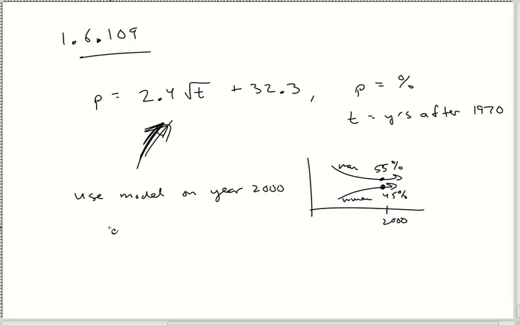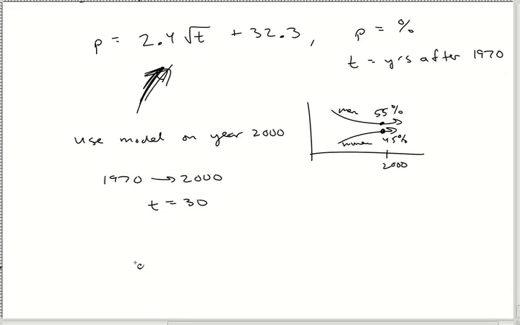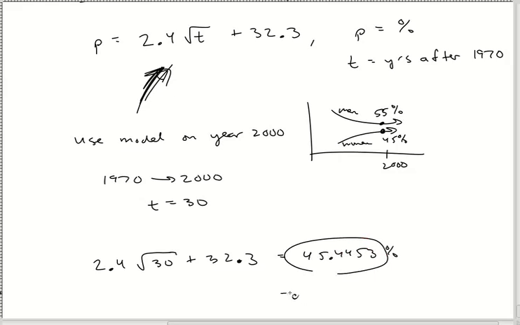Okay, so we're starting at 1970. We're going to 2000. So t is equal to 30. I'm going to plug that in. I got 2.4 times the square root of 30 plus 32.3. All these decimals make me feel like a calculator is appropriate, and it sure is. 45.4453%. My math lab wants you to round to the nearest whole number. 45%.